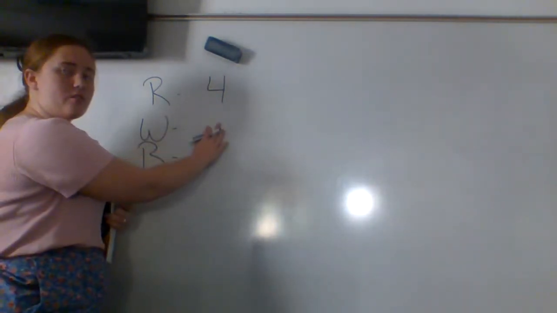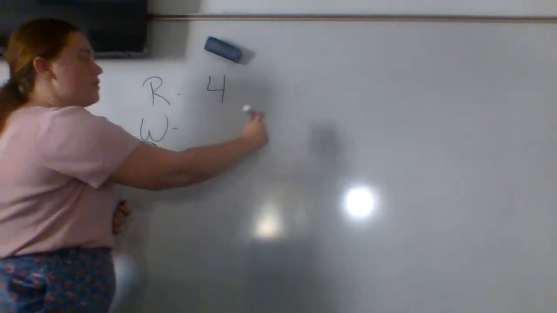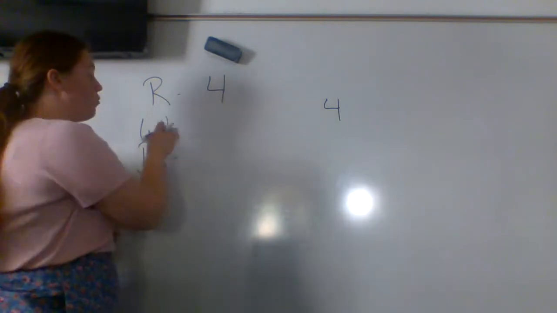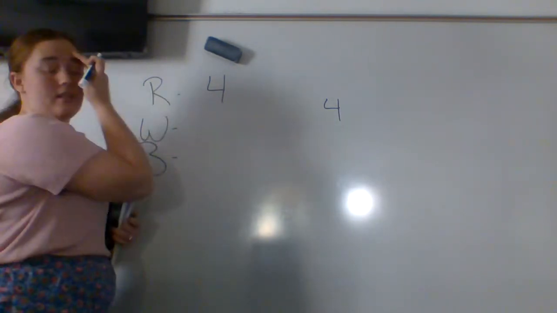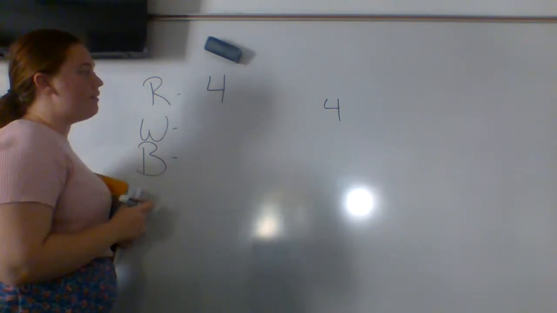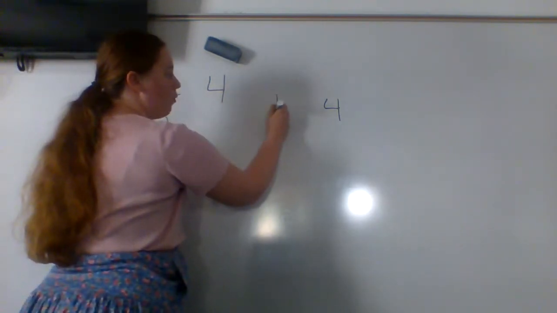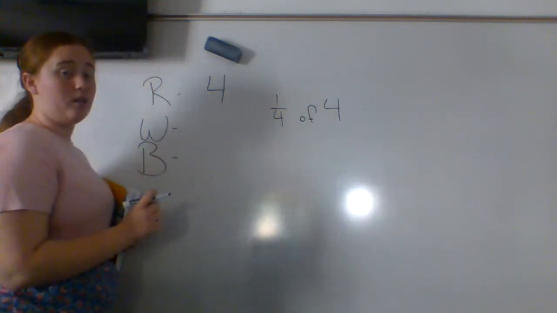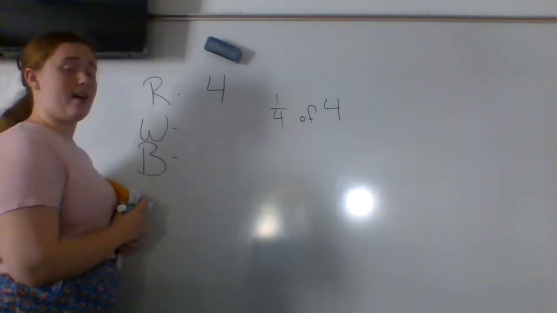It says she has 1/4 as many white pairs as red pairs. Now, do we know how many pairs of red socks she has? Yes, she has 4. But it says she has 1/4 as many white socks as blue socks. I'm sorry, as red socks, not blue. So could I write 1/4 of 4? I know how to do that.